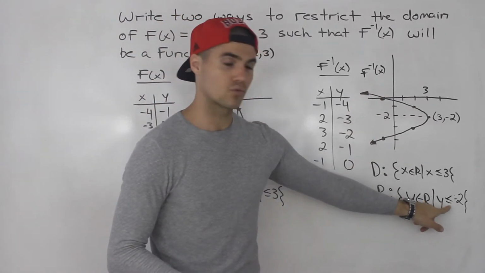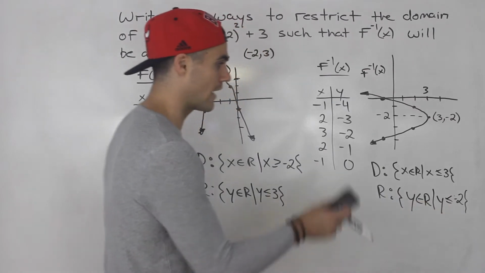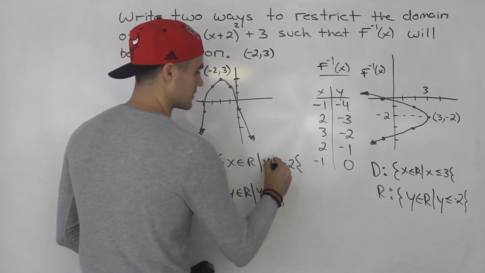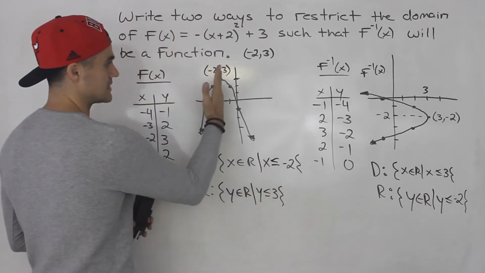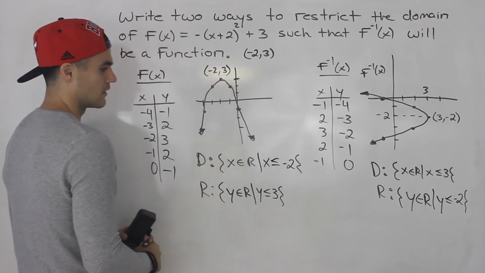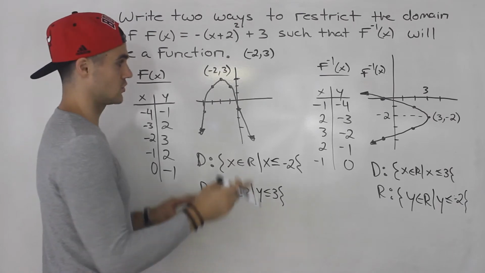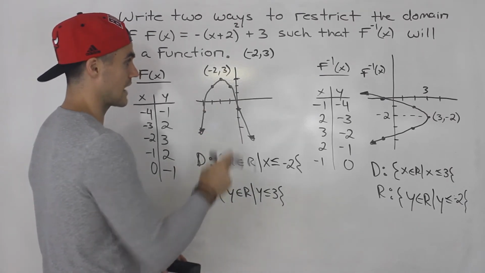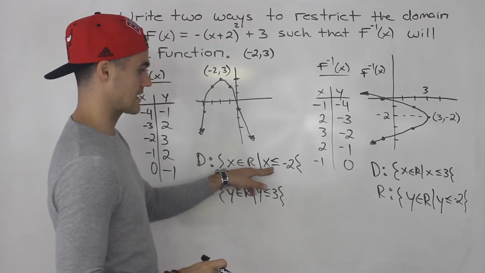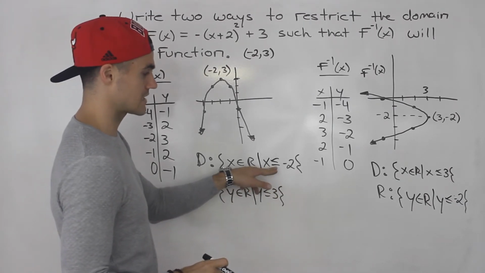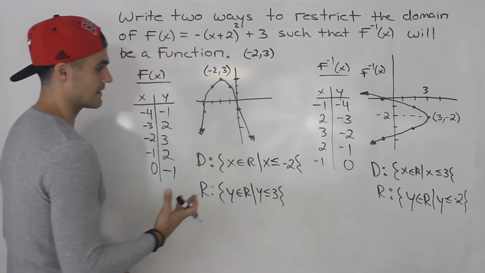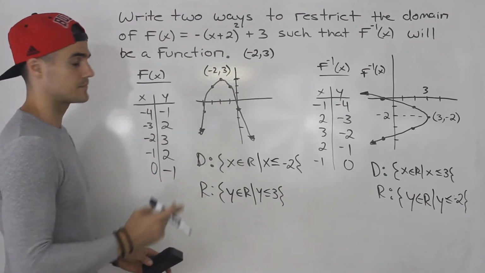And if we restrict the range of the inverse, being y has to be less than or equal to -2, that means x has to be less than or equal to -2 for the function. So we would just be dealing with this left half of the parabola. This would go away. Right? So those are the two ways to restrict the domain for the function. So for f of x, so the inverse is a function, we can say x has to be greater than or equal to -2, or x has to be less than or equal to -2. Right? So that is how you do that. That's how you do it visually.